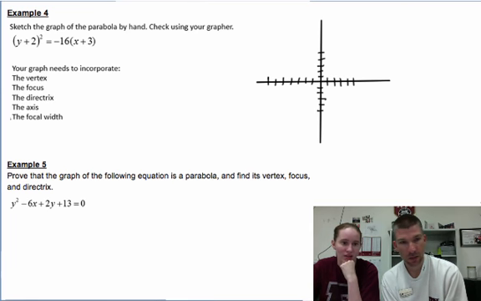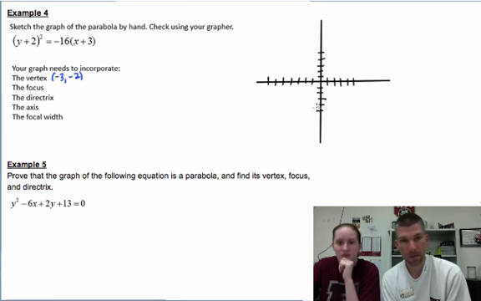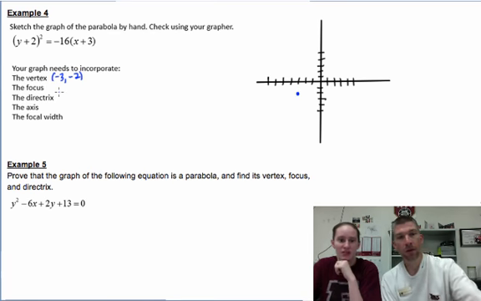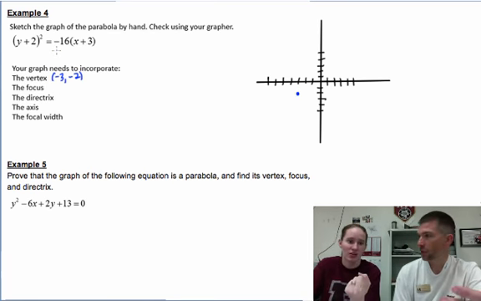Okay, so -3, -2, and start at that spot. Yeah, right there. Bingo. And then we can look at the rest of this stuff. Everything else follows after that.